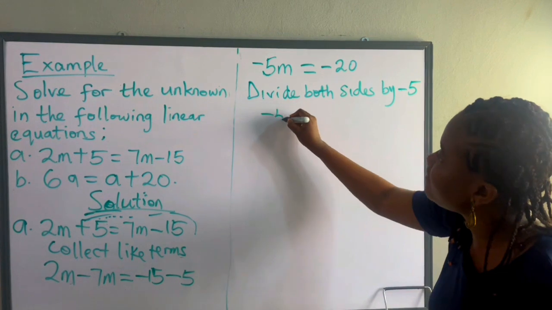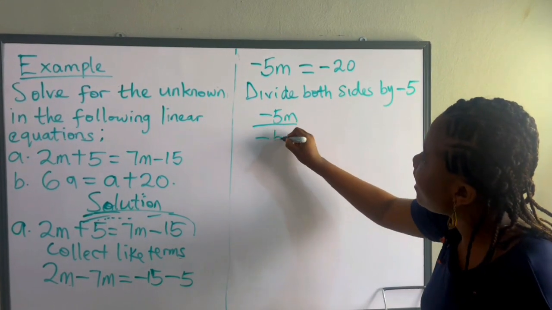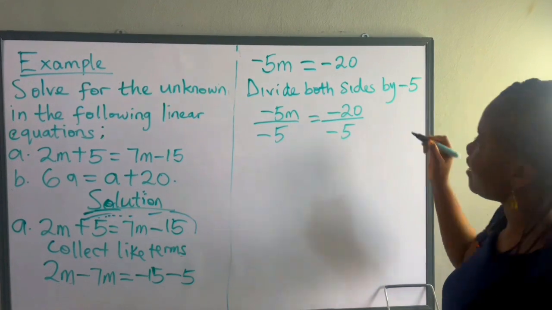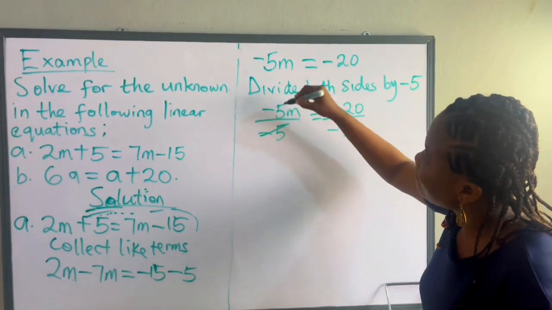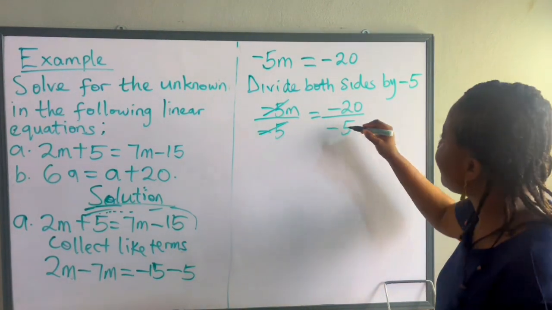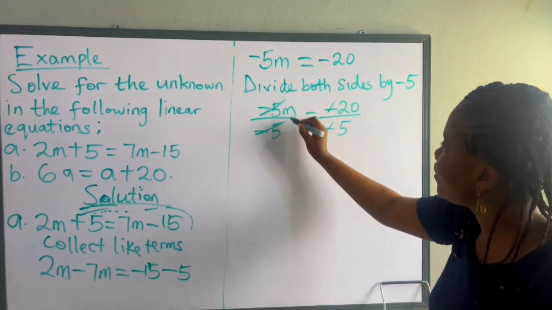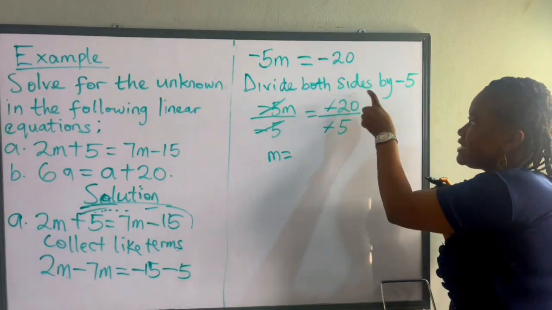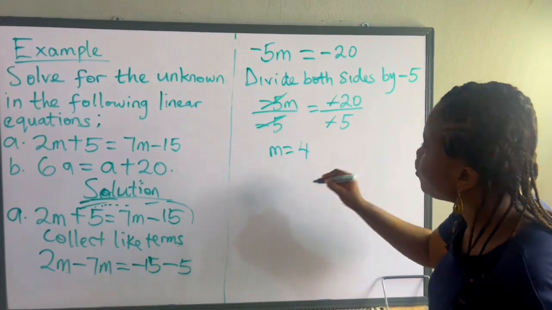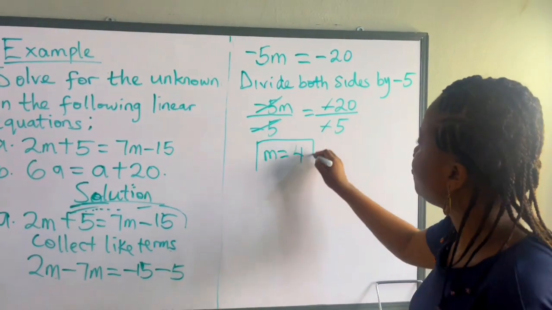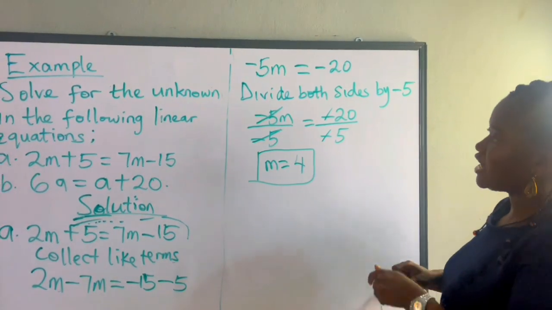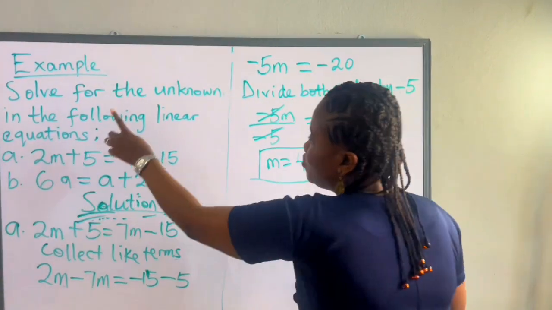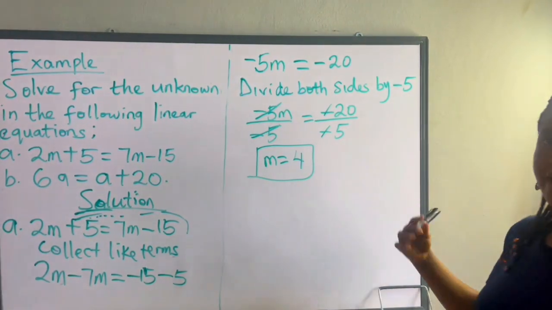Right, so we have minus 5m over minus 5 equals to minus 20 over minus 5, right? So the minus 5 will cancel out the minus 5. And here, minus will cancel out minus. So what do we have here? We have m equals to 20 over 5. 20 divided by 5, you have 4. So our m equals to 4. If you want to check if your answer is correct, you can put 4 where you have m, and you check if your answer is correct.